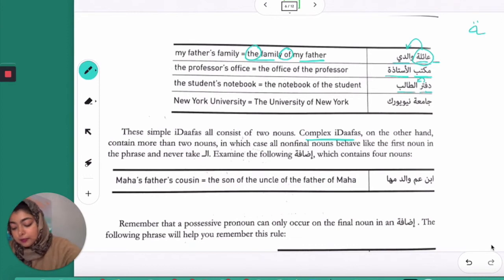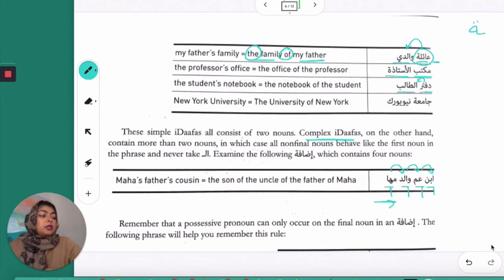Okay, so let's look at the example here. Ibn Am Walid Maha. Ibn Am Walid Maha. So let's work our way backwards. Son of uncle of father of Maha. So the son of the uncle, the father of Maha, which means Maha's, if we go in the opposite direction, Maha's father's uncle's son, which is Maha's dad's cousin, basically.